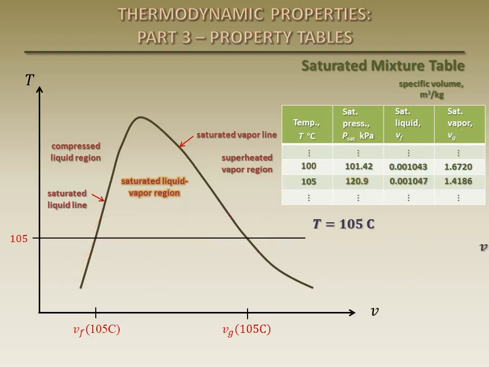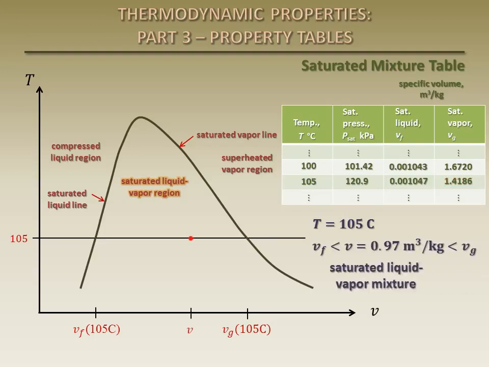Now suppose that we know the temperature and the specific volume. If the specific volume is less than that of a saturated liquid at the given temperature, then it lies to the left of the saturated liquid line, in the compressed liquid region. Similarly, if the specific volume is greater than that of a saturated vapor at the given temperature, then it lies to the right of the saturated vapor line in the superheated vapor region. If the specific volume is anywhere in between that of a saturated liquid and a saturated vapor, then we know that it's a saturated liquid-vapor mixture and that it's at the saturation pressure.